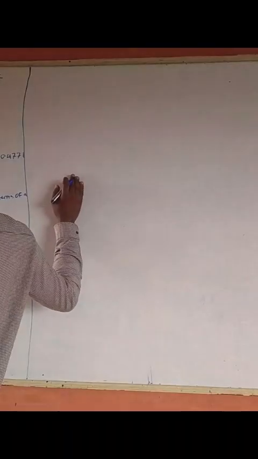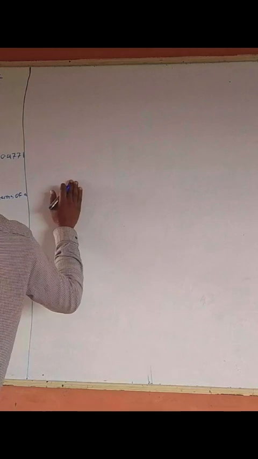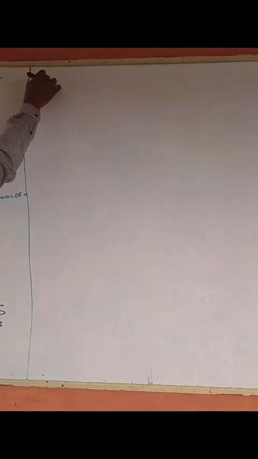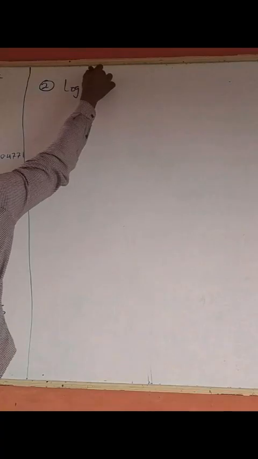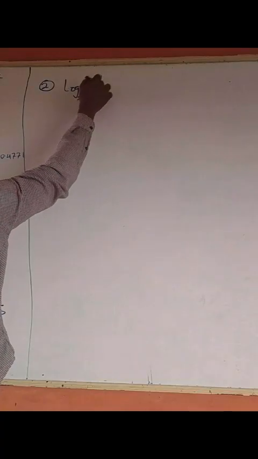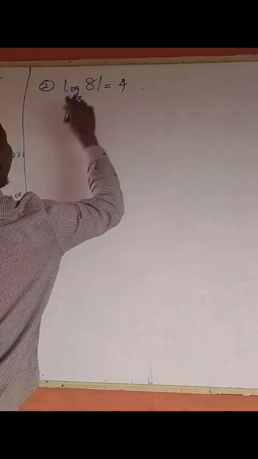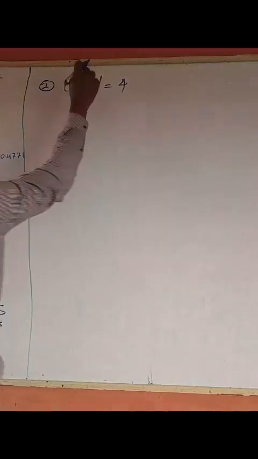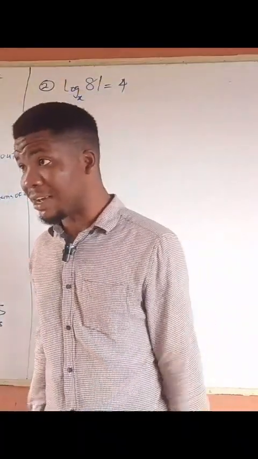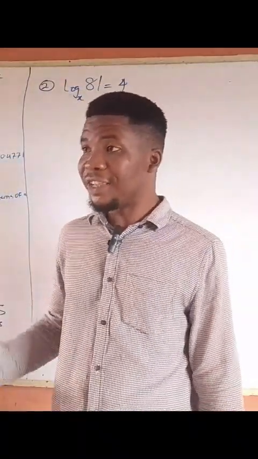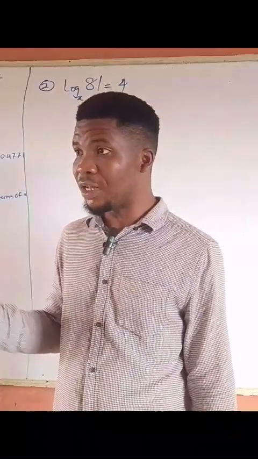Now try yourself, number 2. So we have log 81 to base x which equals 4. So x raised power 4 which equals 81. What is that number? X raised power 4 equals 81. All of us know that is 3, right? 3 times 3 times 3 times 3 which equals 81. But how do you solve it?